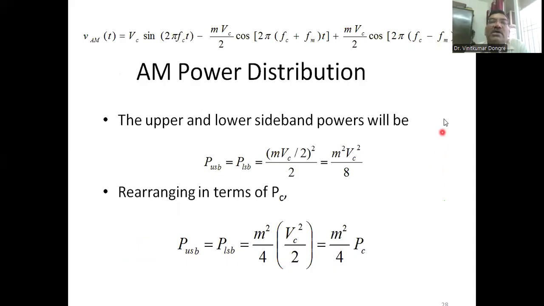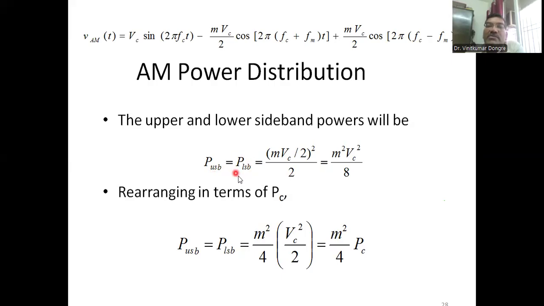So for the AM power distribution, what is the base? The base is this formula. This is the carrier component, this is the upper sideband FC plus FM, and this is the lower sideband. So this formula is the base for the AM power distribution. The upper and lower sideband power is given by PUSB, upper sideband, and PLSB, lower sideband. Both sidebands have equal power, so I have put an equal sign; they have the same power.